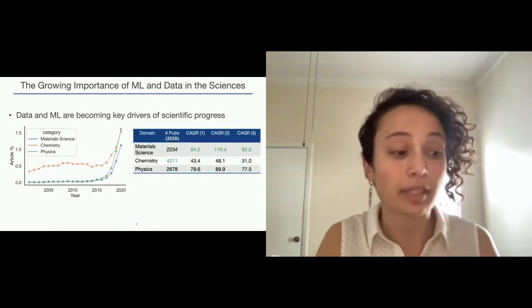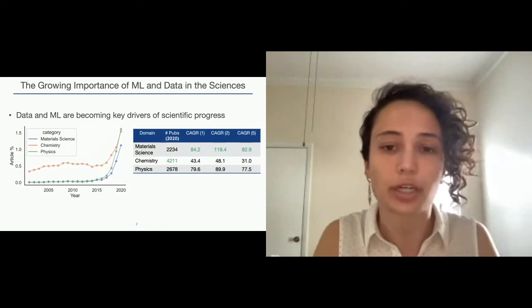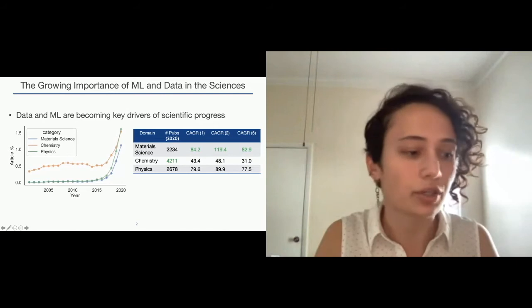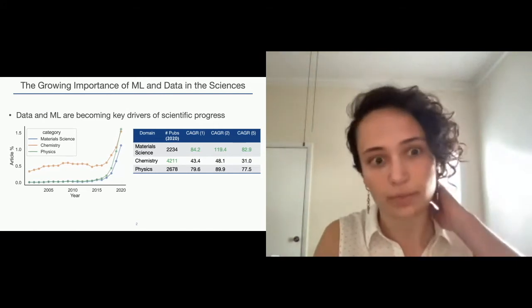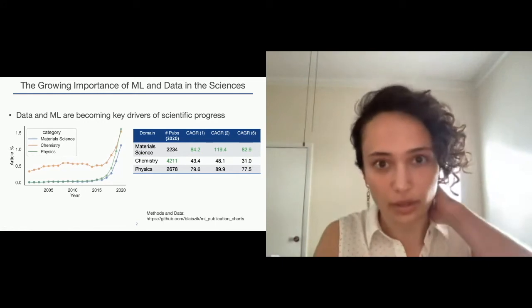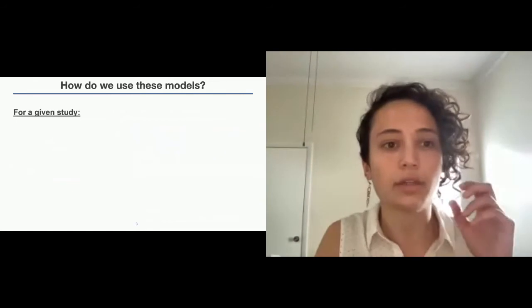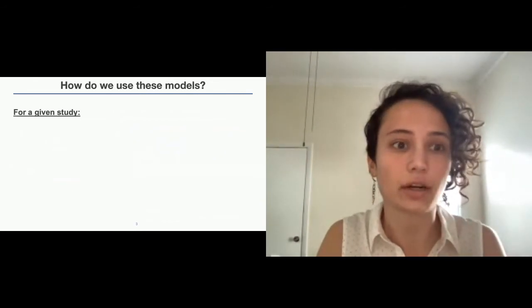The number of publications in material science that use machine learning almost doubled from 2019 to 2020, shown by the CAGR, and more than doubled from 2018 to 2020. So we have lots of models and lots of data, but what can we actually do with them? How can we utilize these machine learning gains in our own research?